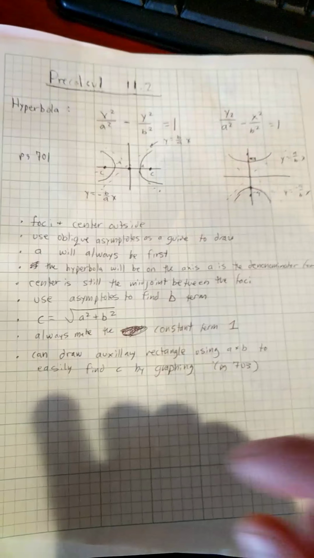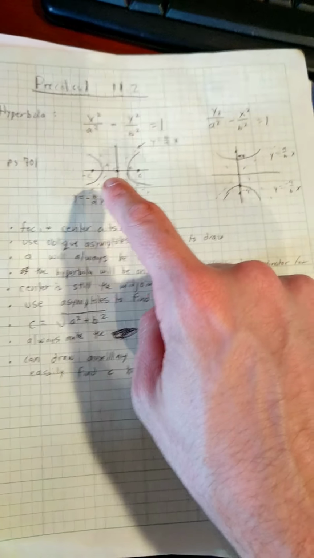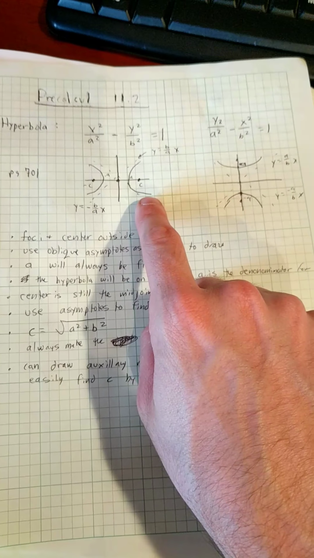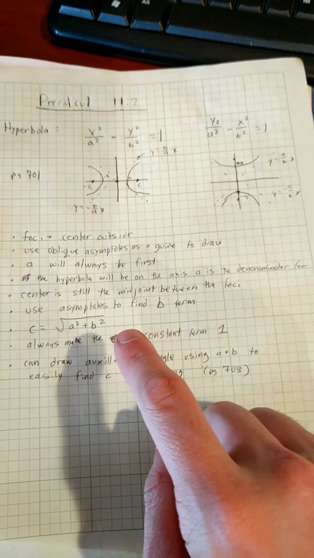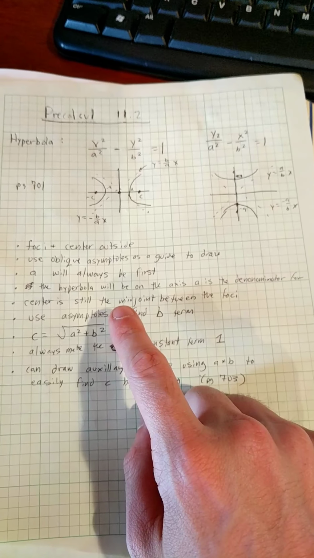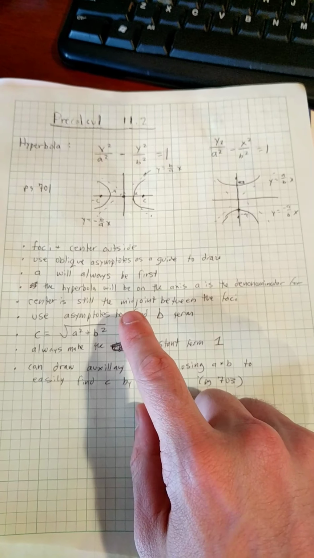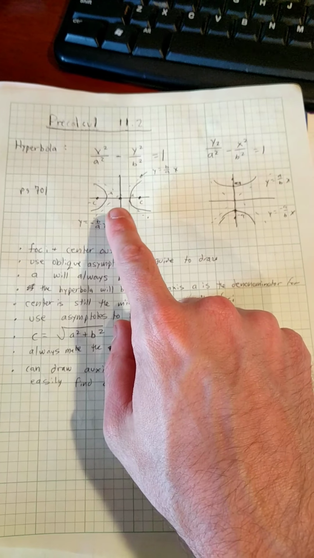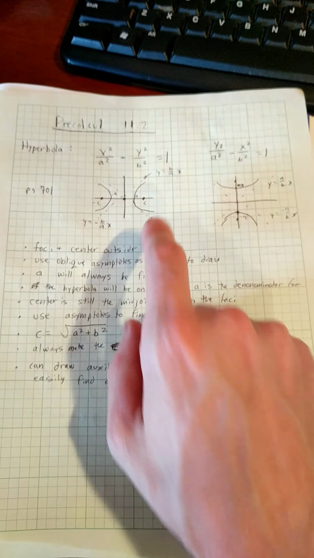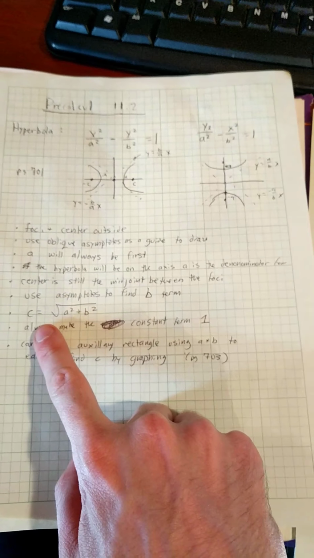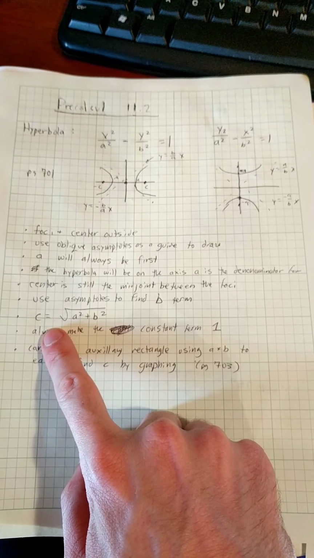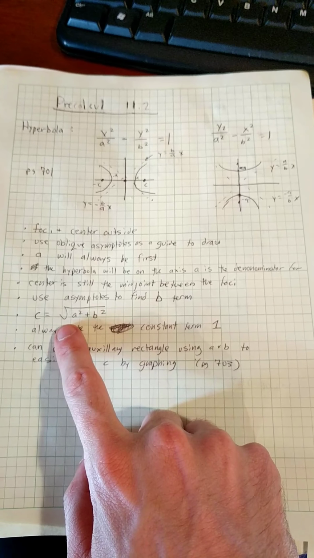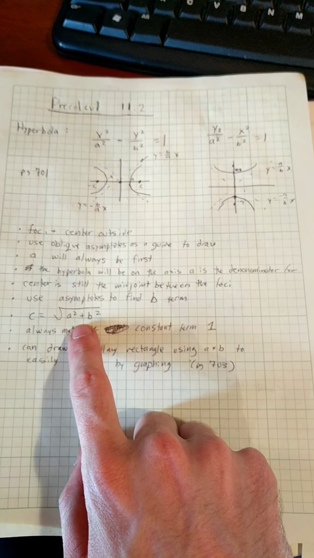Anyway, hyperbolas have the following properties. The foci and center are outside the graph, whereas for the ellipse, they were both in. In addition, the center is still the midpoint between the two foci, labeled C here. We still use the equation we learned in 11.1 to find the foci. c is equal to the square root of a squared plus b squared.